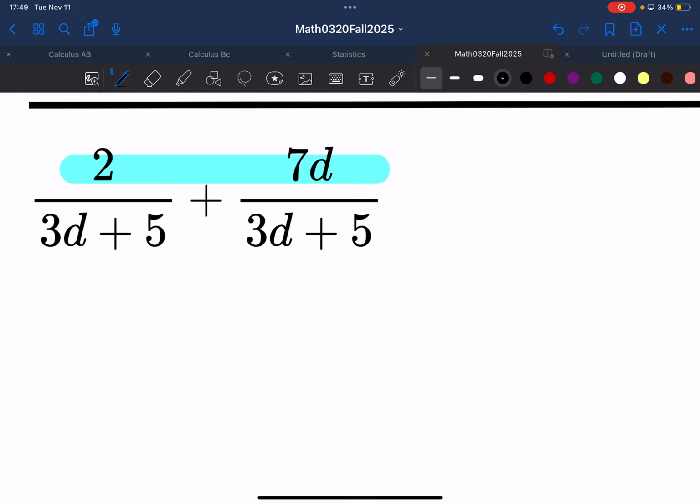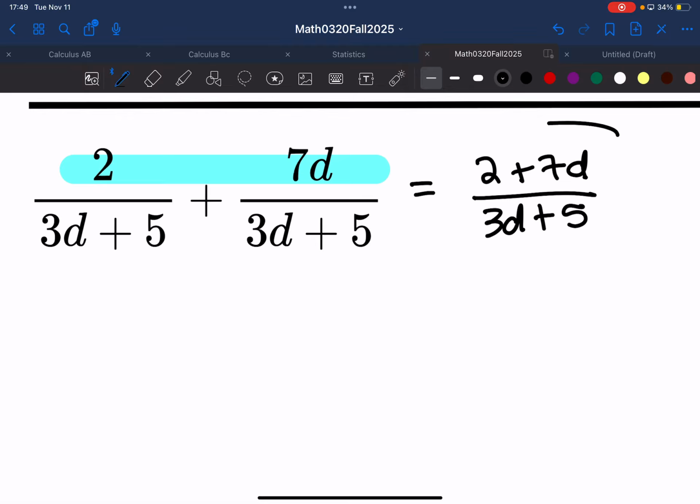Okay, so some of you are saying 9d, and some of you are saying 2 plus 7d. So remember, we can only combine them if they're like terms. So since the 2 doesn't have a d as well, we just have to leave it as 2 plus 7d, or I heard someone say 7d plus 2, that's correct as well, over 3d plus 5. So that's our answer.